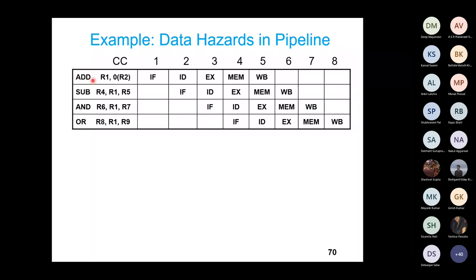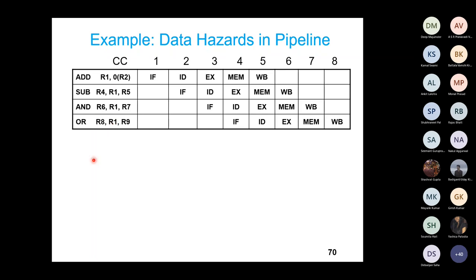You have an add instruction, and, sorry, I made a mistake here. This should be R1, R2 plus R3, something like that. Okay. So you have an add instruction here which is supposed to update this register, and in the next instruction you are reading this register. So this is the destination register of the add instruction, and this is the source register of the subsequent instruction. Similarly, this is the source register of the following instruction, and this is the source register of the following instruction.